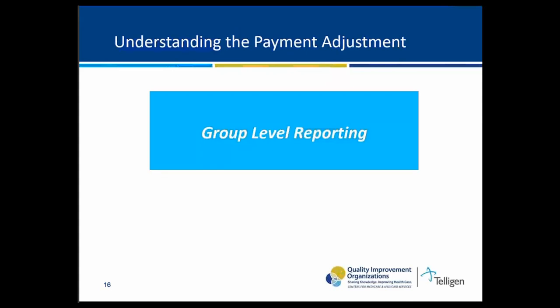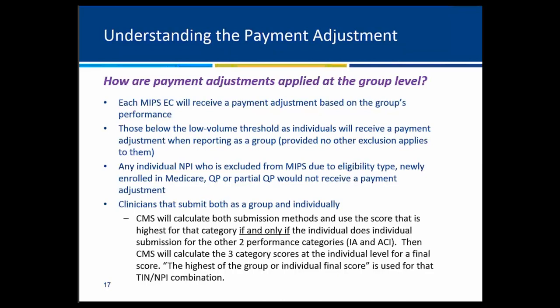Okay, so the next few slides will be specific to clinicians that participate in group level reporting. You'll see that actually the rules are very parallel to those for an individual level reporter. All right, so let's talk about how payments are applied at group level. Each MIPS eligible clinician participating at group level will receive a payment adjustment based on the group's performance.